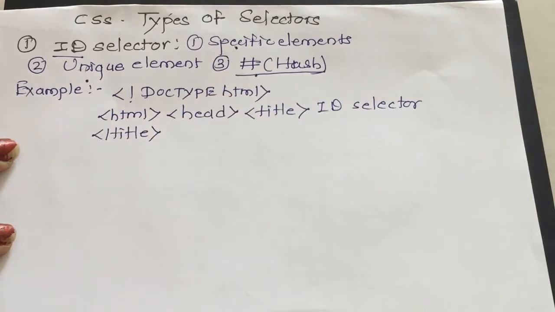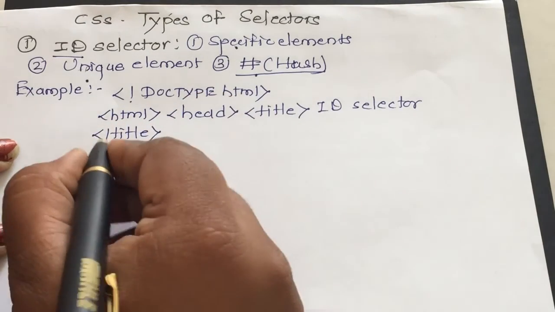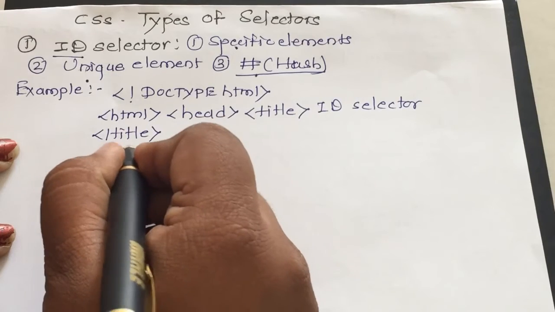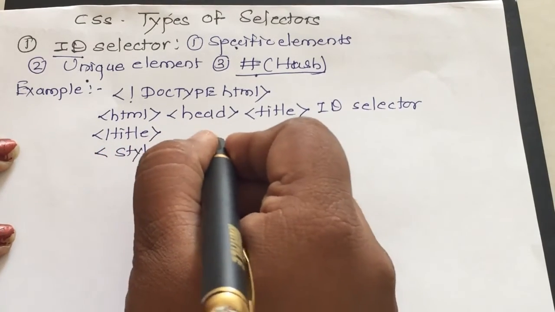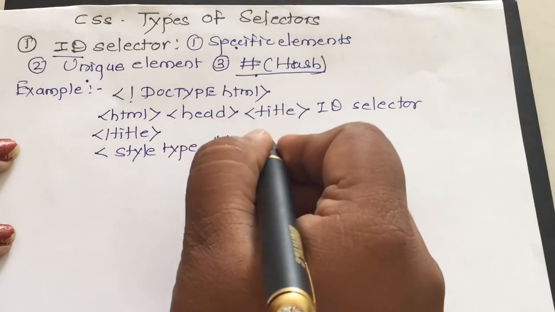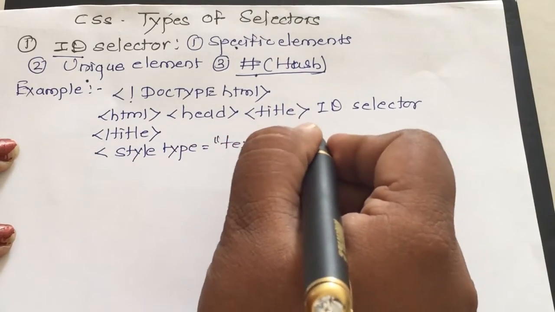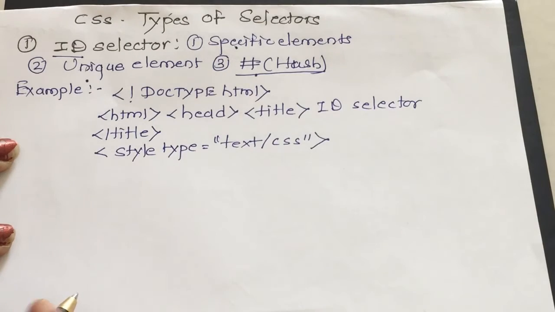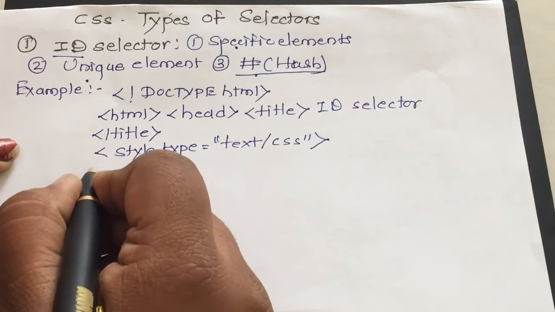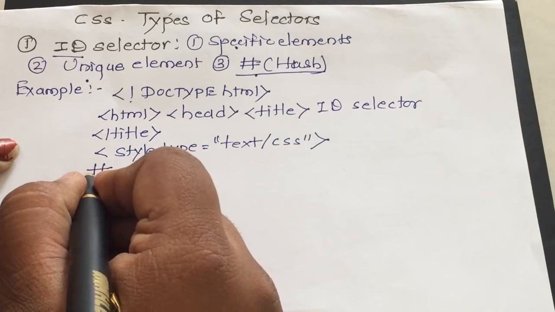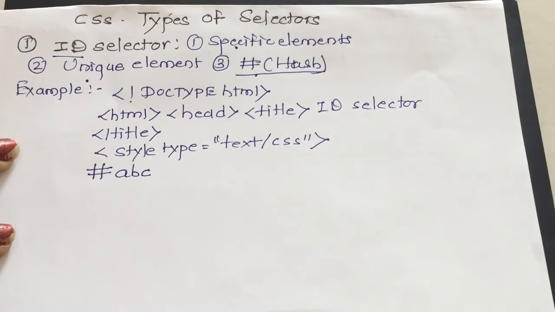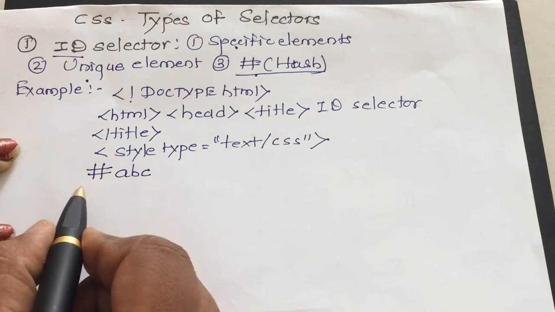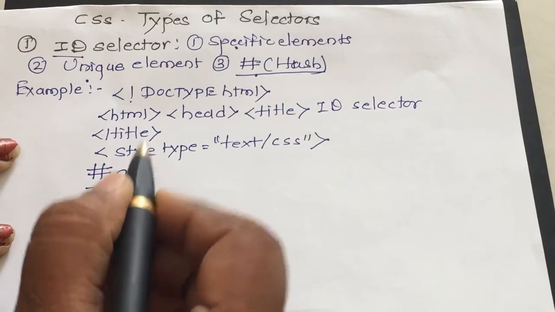Now after this, the main important tag for the internal CSS is used, that is style type equal to text slash CSS. So you have to define this style tag to write the selector. Now after this, we are going to define it. So hash, and write down any name which you want for defining the ID. So suppose my ID name is ABC, so I will write hash ABC.